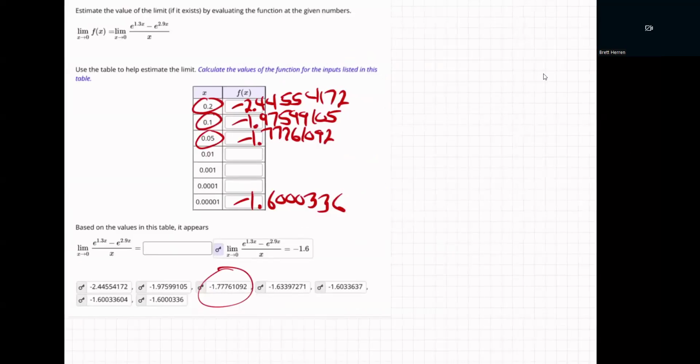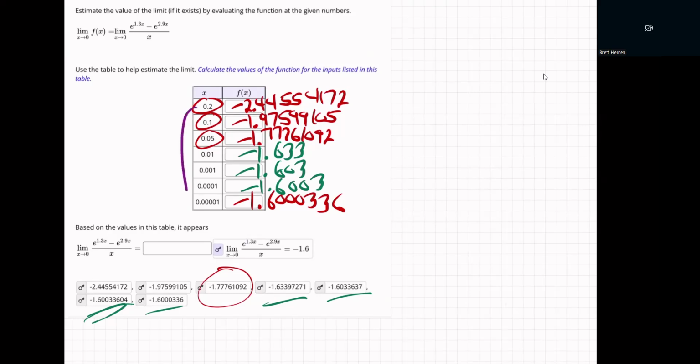Now the question is, in fact, let me just fill in the other ones just because you can just see them right here. Here are the answers you'll get if you go to Desmos and type those in: negative 1.633, negative 1.603, and then negative 1.6003.